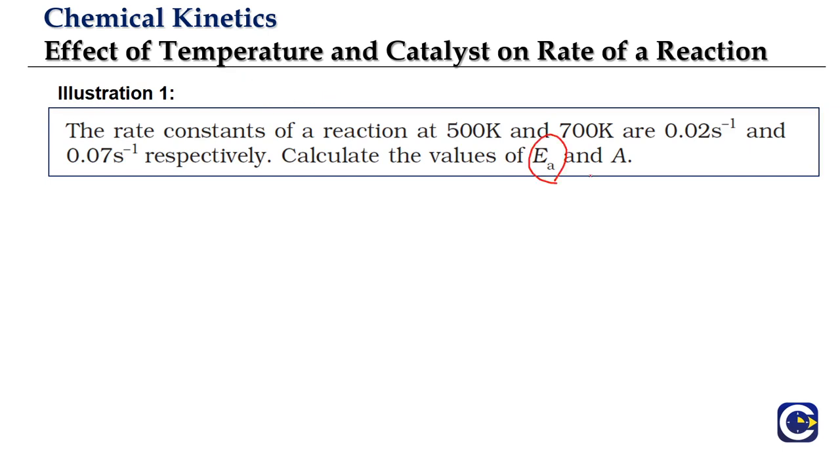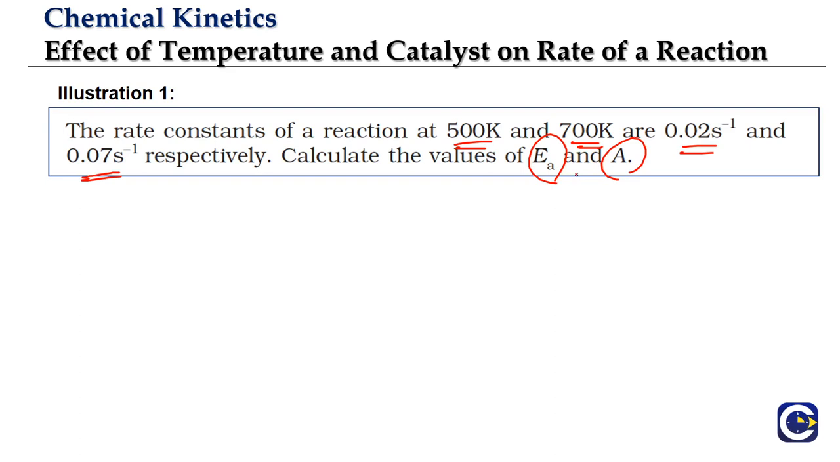Typically they will be asking us to find either the activation energy or the Arrhenius constant A value. So look at this illustration question. The rate constants of a reaction at 500 Kelvin, this is temperature 1, and 700 Kelvin, this is temperature 2, are 0.02 second inverse and 0.07 second inverse. These are the two rate constants. Now using this, we need to calculate the EA value and the Arrhenius constant A value.